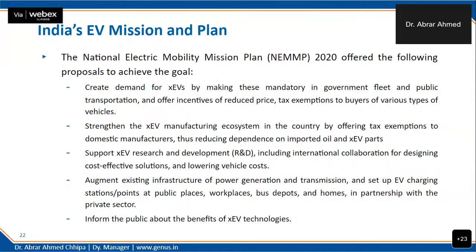Also strengthening the manufacturing ecosystem. If the government does not provide the facility for the manufacturer, then who will produce the EVs? The cost of EV is already high. So it also supports various research and development, including international collaboration, for designing cost-effective solutions for battery charging or any technology, and also augments the existing infrastructure of power generation and transmission.